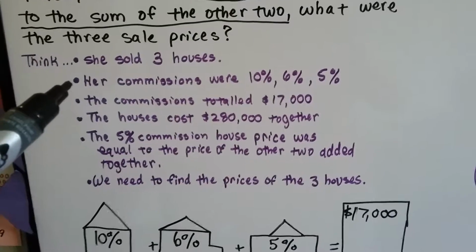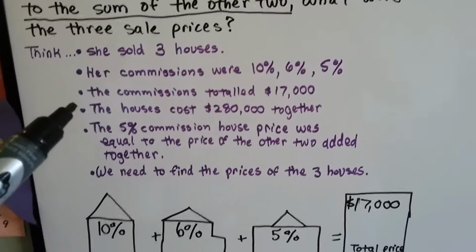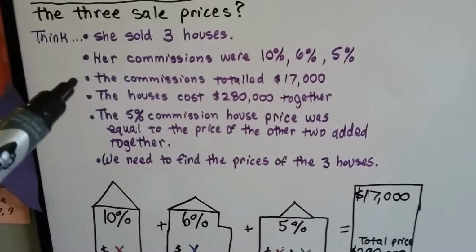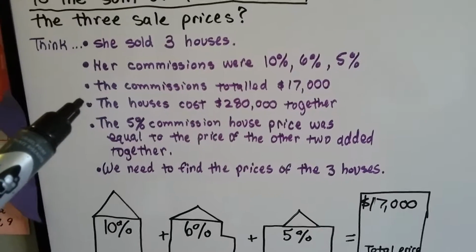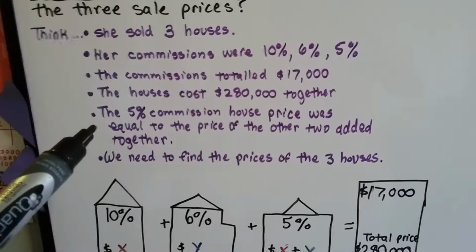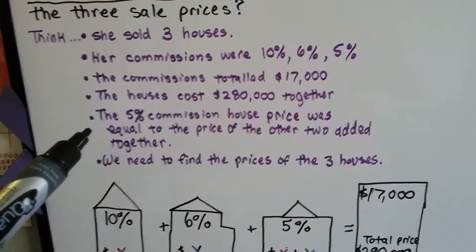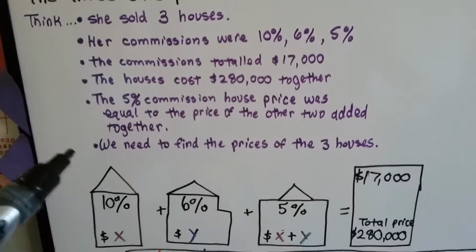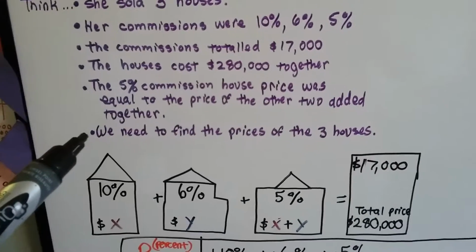We know her commissions were 10%, 6%, and 5%. We know the commissions totaled $17,000. We know the houses cost $280,000 together, the 3 houses. We also know the 5% commission house was equal to the price of the other 2 added together, and we know we need to find the prices of the 3 houses.